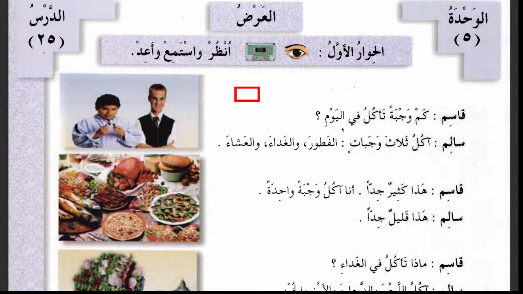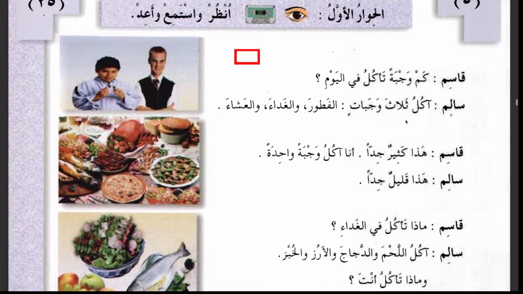Now remember we mentioned when you're asking how many, the thing that you're asking how many of, if it's mentioned in the sentence, it's in the singular form. Salim says, Akulu thalatha wajabatin. I eat three meals.